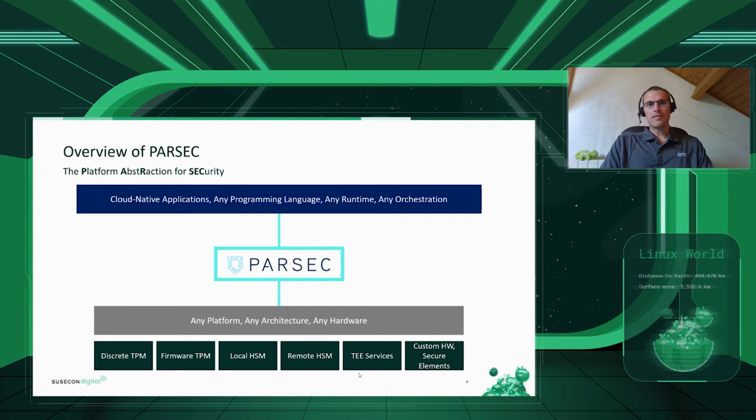So here you have your application on top, and at the bottom you have your hardware. Could be any platform, any architecture, and you can have some dedicated hardware for security, such as a discrete TPM, a firmware TPM, local or remote hardware security module. If you are on ARM, you can also access TrustZone services, and we could imagine some custom hardware. And in between, you have Parsec to provide a good abstraction layer.